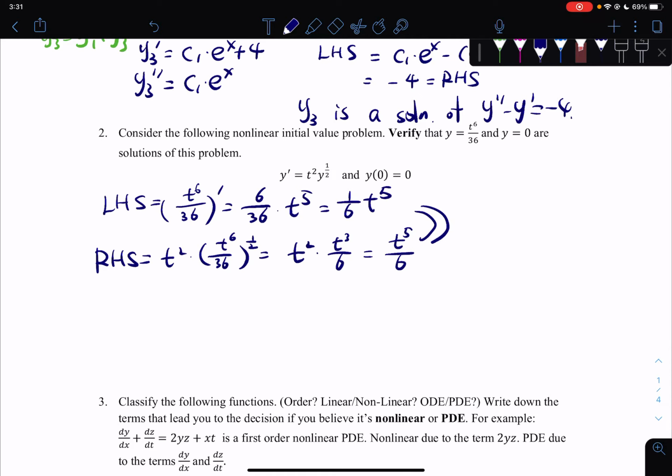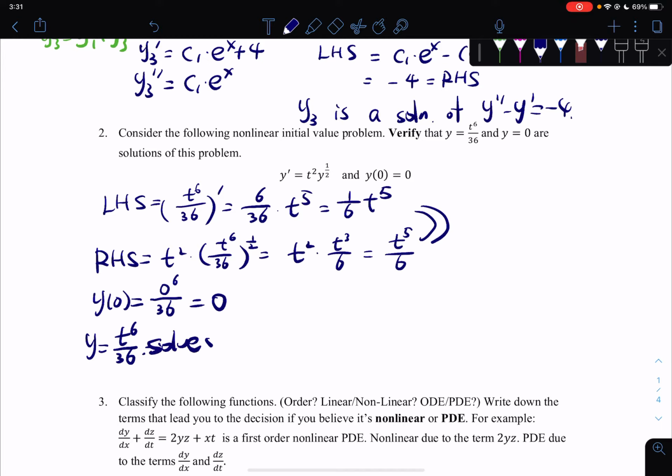So what I end up with is y of 0. If I plug in t, I realize it's 0 to the 6 over 36, which is 0. So yes, y equals t to the 6 over 36 solves my differential equation problem. If I were to mark it with a star, it solved that particular problem.